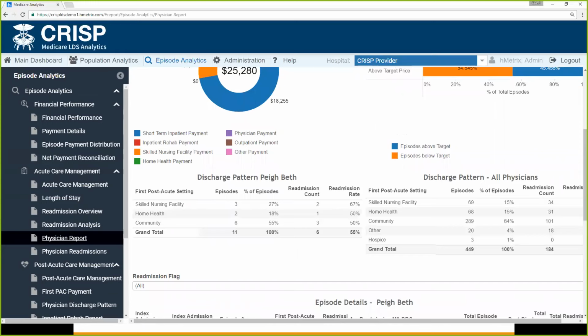Then we look at the discharge pattern of the physician versus the hospital as a whole, along with the readmission count and readmission rate. In this case, she only had 11 episodes, so it's not necessarily the best pattern to be looking at, but compared to the hospital as a whole, it seems this physician is sending more of the patients to a skilled nursing facility. Maybe I identify that as an issue. It does look like that's a very high readmission rate, so maybe that's something I want to look more into.